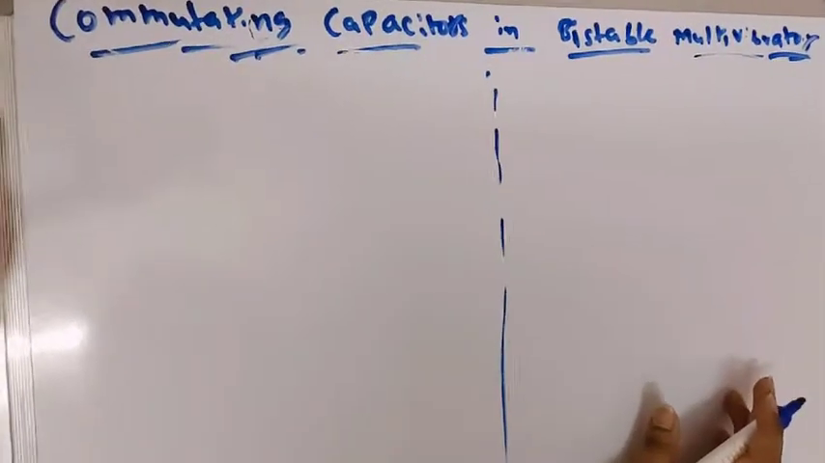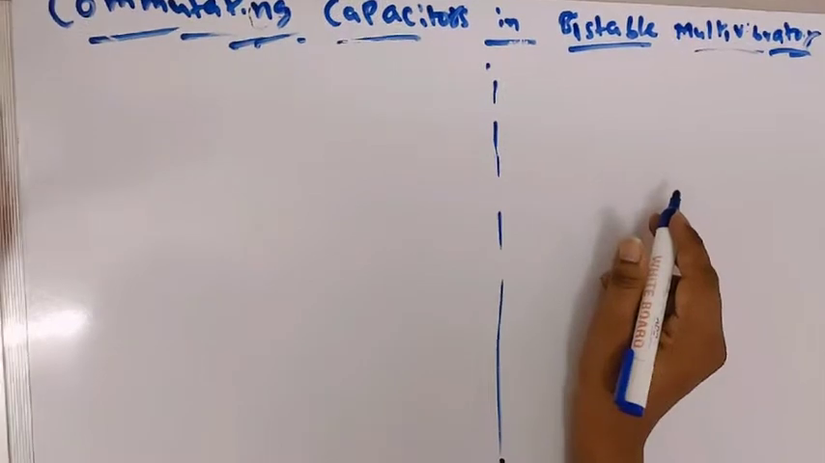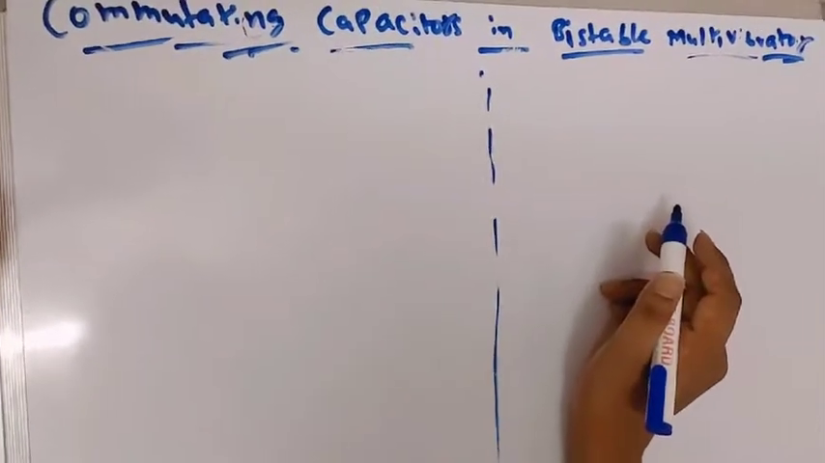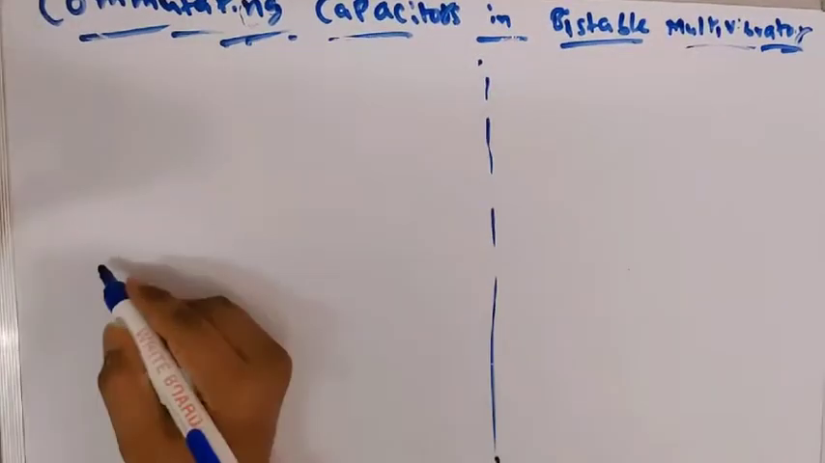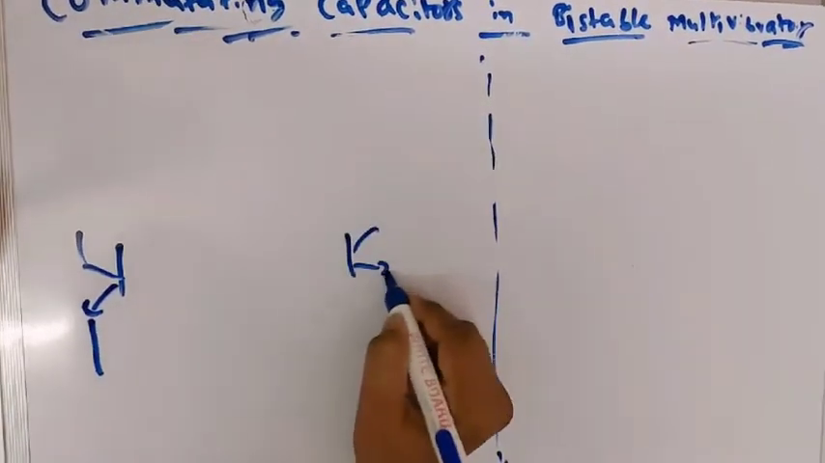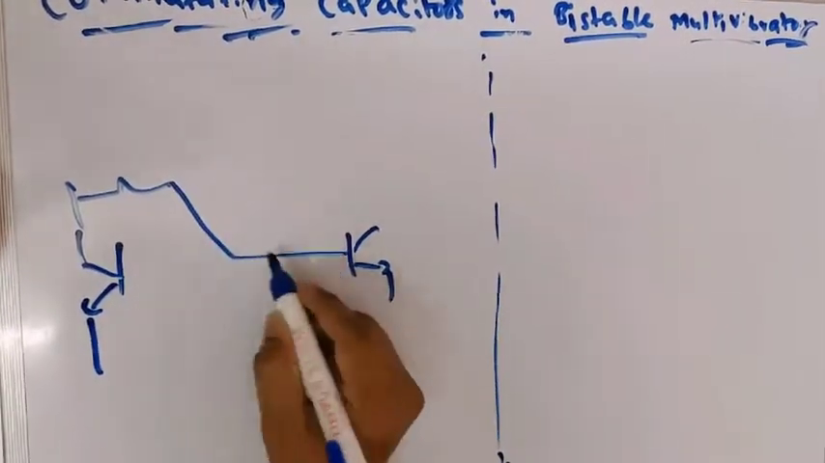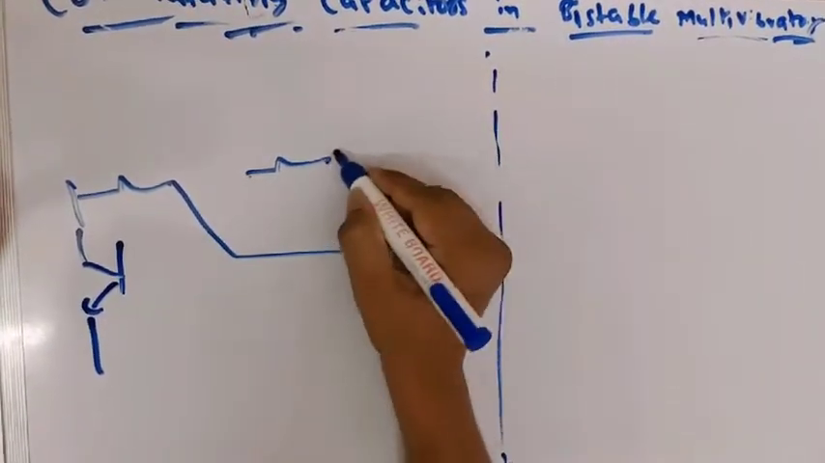Hi students, in this video we will discuss the significance of commutating capacitors in bistable multivibrators. As we know, the bistable multivibrator can be designed with the help of two identical NPN transistors, and they are cross coupled with the help of resistors. The collector of one transistor is connected to the base of another transistor through a resistor.